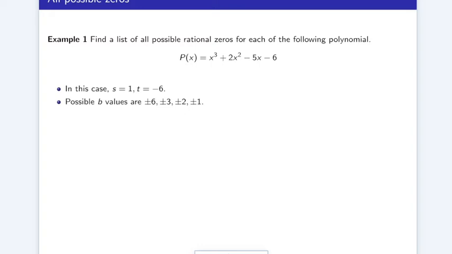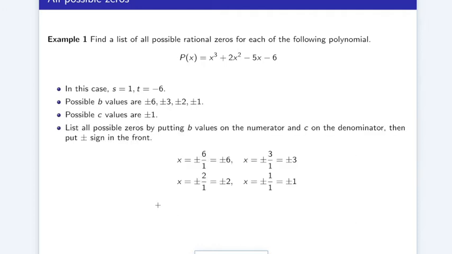The factors of 6 are 6, 3, 2, 1. So we have these 4 numbers, and then we put a plus and negative sign in front of them. Then the possible c values: because c must divide s, c can only be 1 in this case, and we put a plus and minus sign in front of it. After we find b and c, remember all possible rational zeros are in the form of b over c, right?